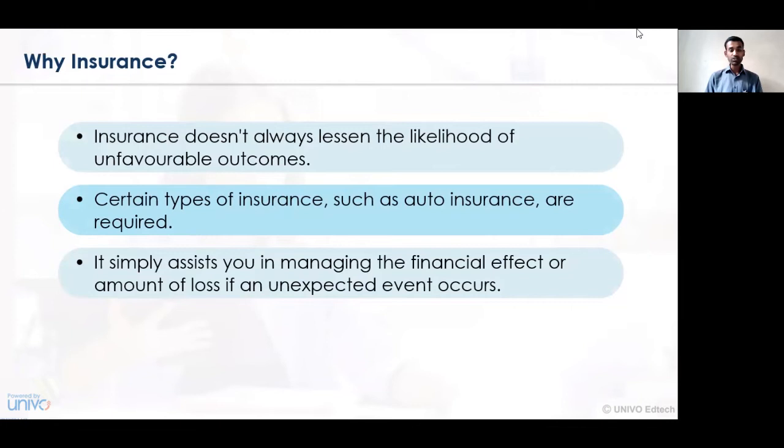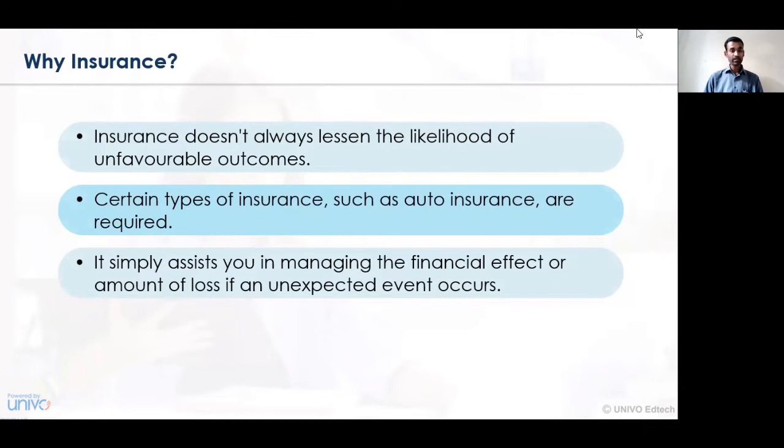It simply assists you in analyzing or finalizing the particular claim and whatever loss you have incurred. So the insurance company, on submission of your policy or the claim documents, will analyze and scrutinize them and find out what actual loss you have suffered. Based on that loss, the insurance company will compensate you.